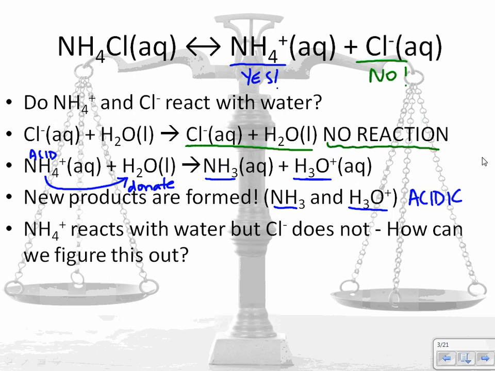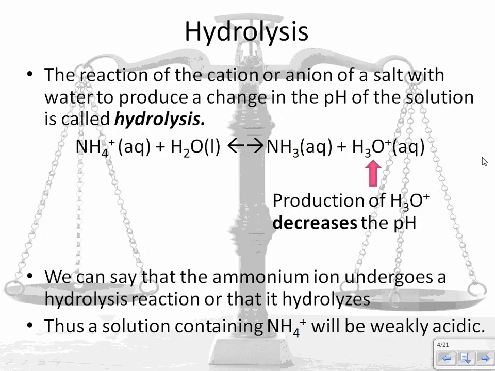All right, so I gave you the answer for this reaction. I said that NH4+ reacts with water, but your chloride ion does not. Now, how can we actually figure this out? First off, we're going to go through some new terms, and then I'm going to show you how to figure it out. The reaction of the cation or the anion of a salt with water to produce a change in the pH is called hydrolysis. In this case, my NH4+ reacted with water and made some hydronium ions. That will decrease the pH, or make the solution more acidic, however you want to look at it.